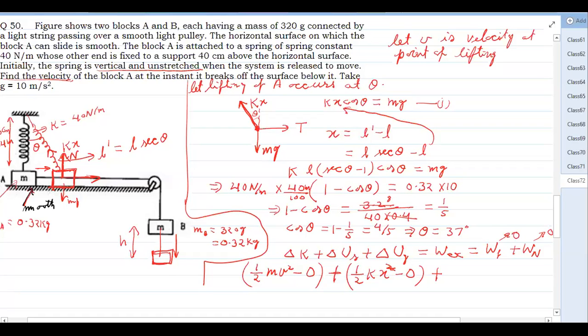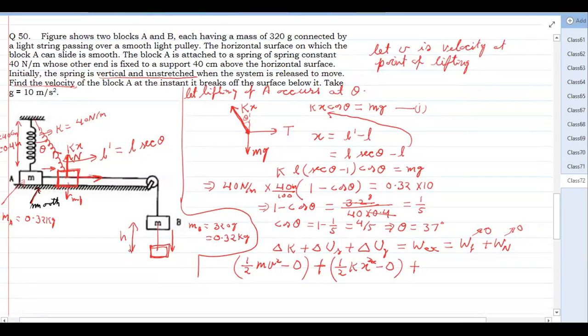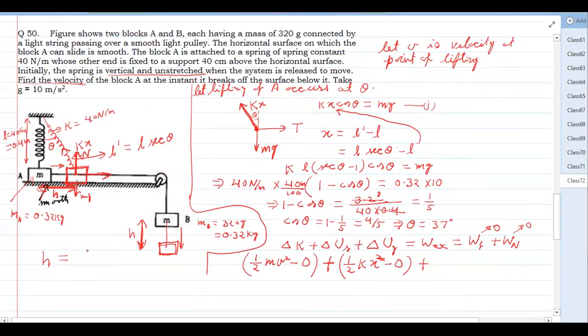So how do we find h? From here to here, the object has descended the height h. So h will be equal to L sine theta. No, sorry, not L sine theta, L tan theta. See, this length is L and this length is h. So L tan theta will be h. So this much we can write.